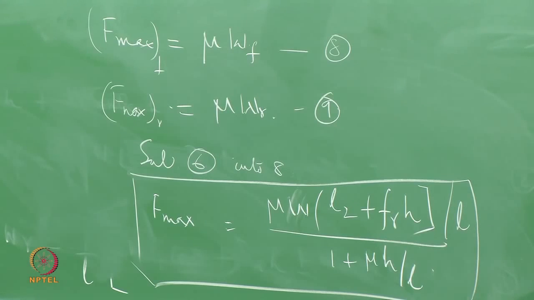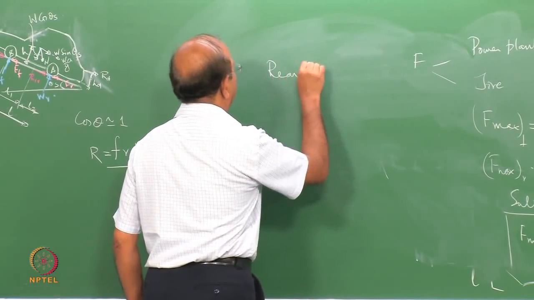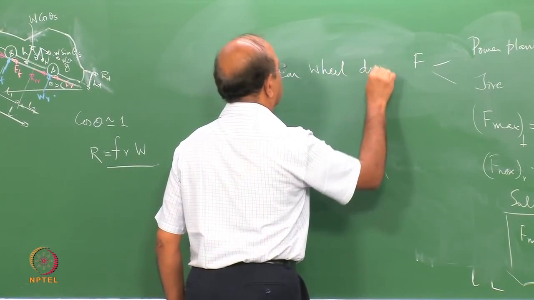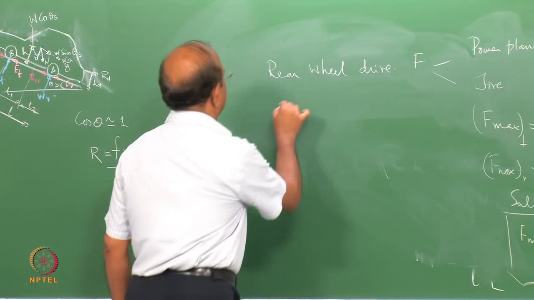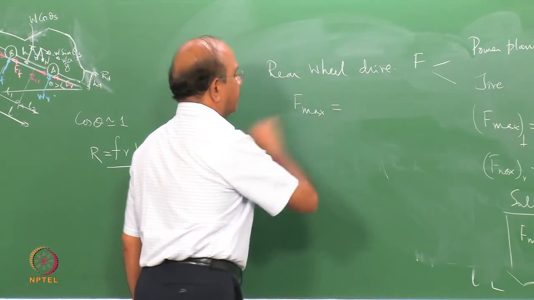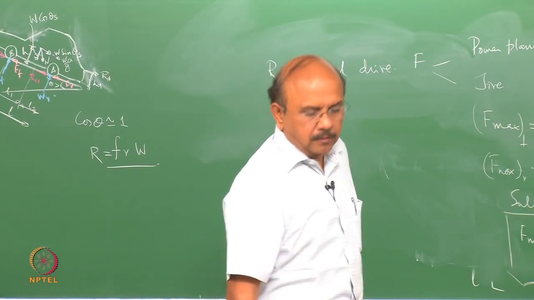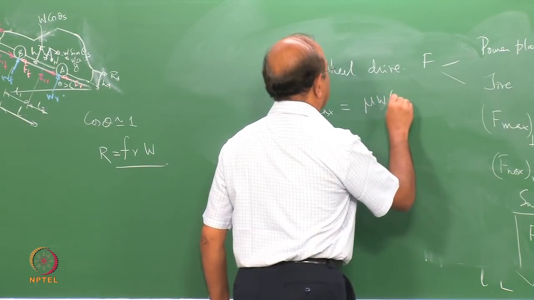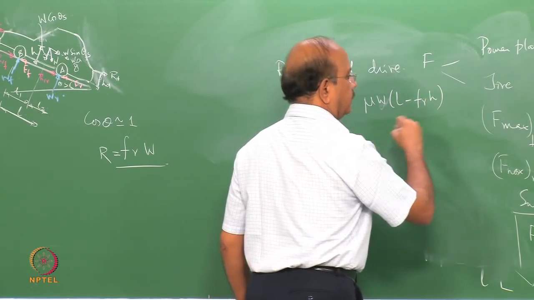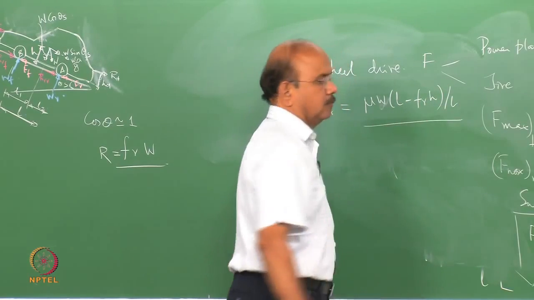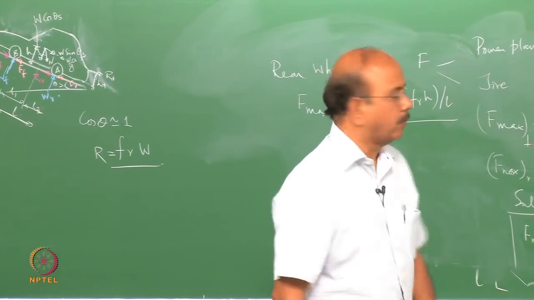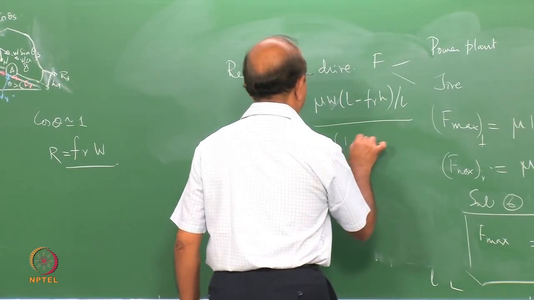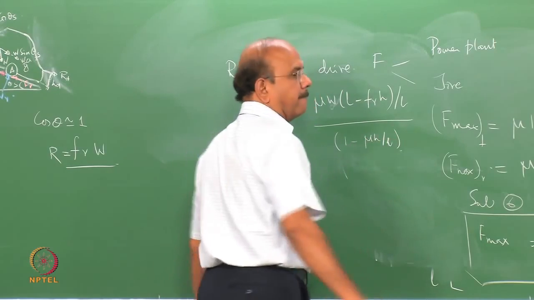If it happens to be a rear wheel drive, I will do the same thing with the second equation and I will get something like this for the rear wheel drive. The maximum F max is equal to mu W into L1 minus Fr into H divided by L, whole thing divided by 1 minus mu H by L. Okay, verify this.